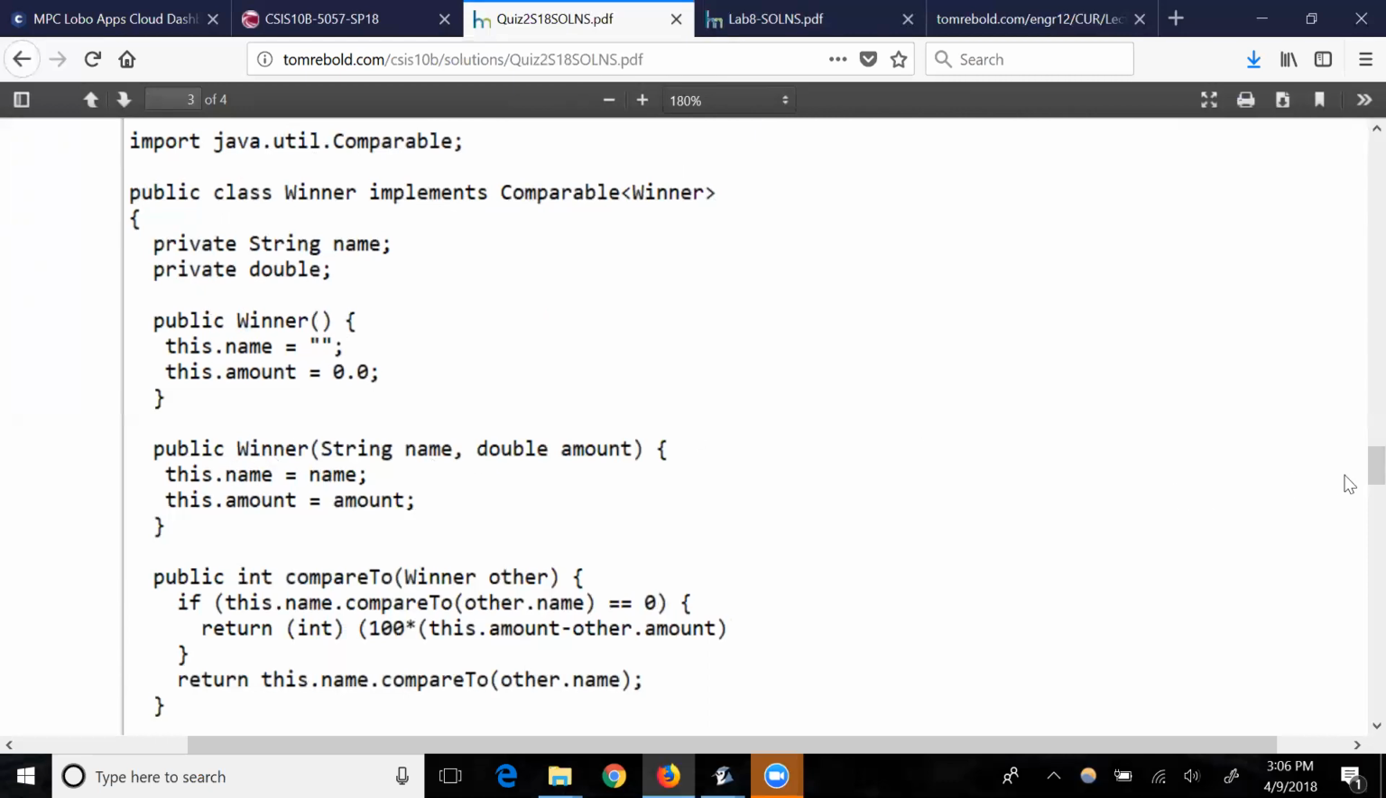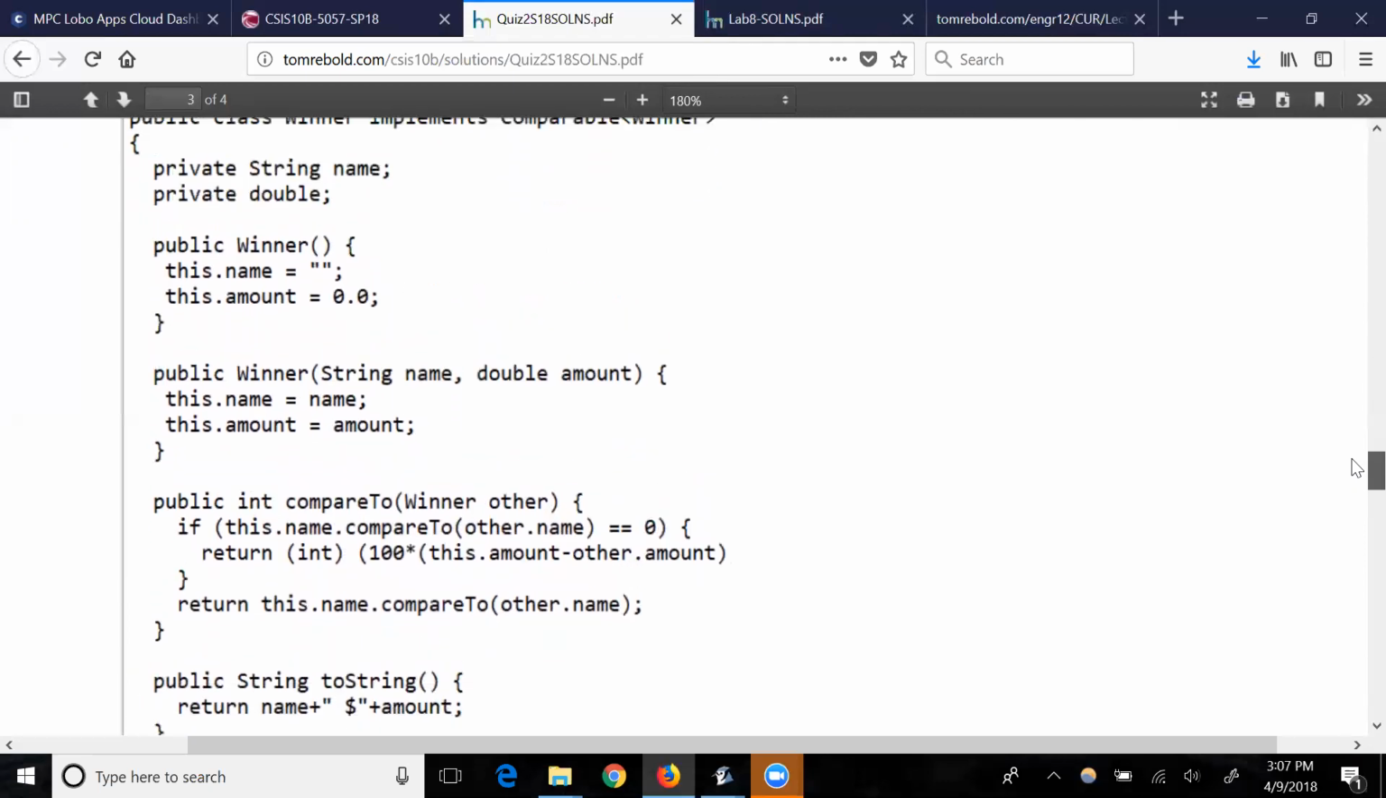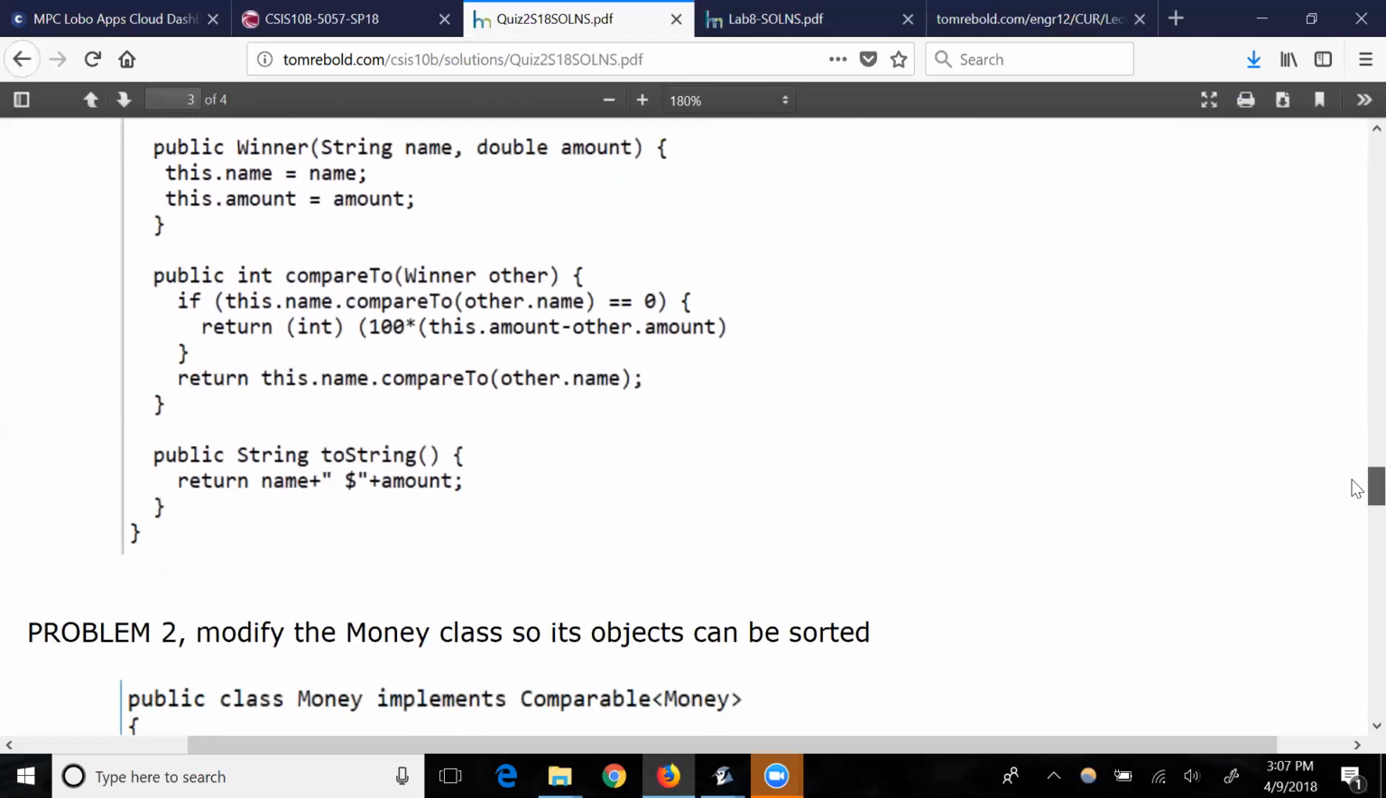So the Winner was a class that has a name and an amount. And it was asking you to basically compare winners by name, and then if the names are the same, compare them by the amount that they won, so that you could actually have the amount listed in ascending order if a lot of people have the same name. If it's a big sweepstakes or something, some people with the same name, you can account for that.